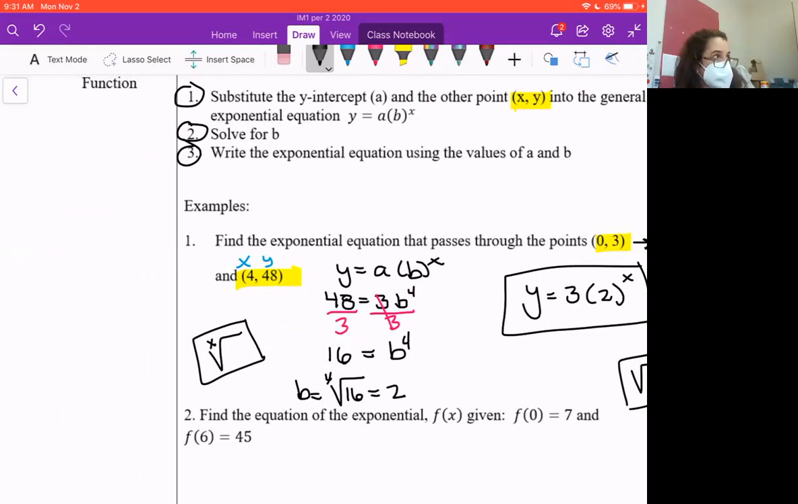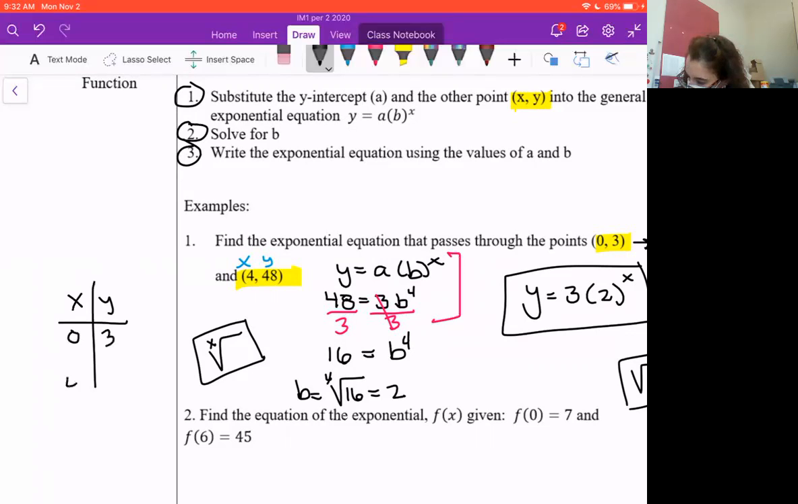Okay. I want to show you guys a second way. Some people don't like doing this, substituting the values into y equals a times b to the x. So I do want to show you that there is another option, and you end up with the exact same thing. So some people like to say, hey, let me just use a table. I have 2 points. My first point is 0, 3. My second point is 4, 48.